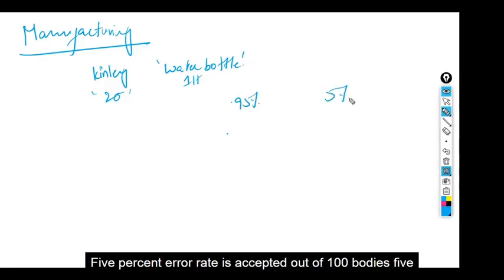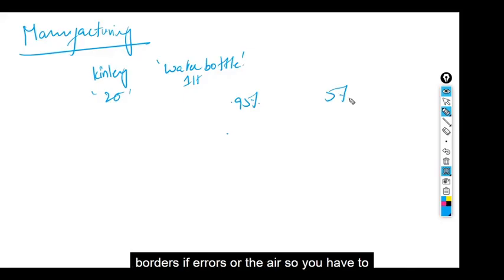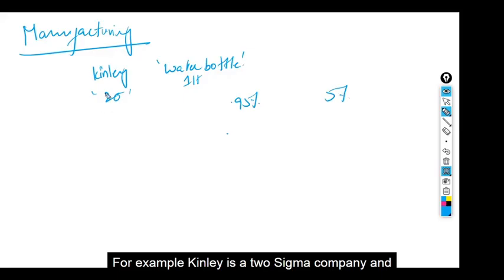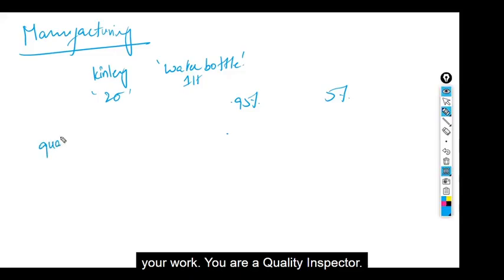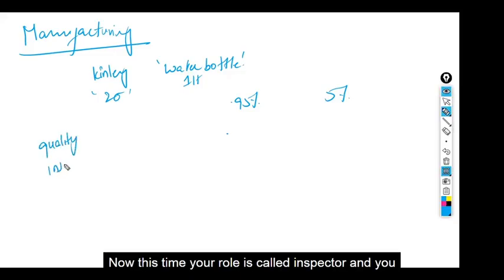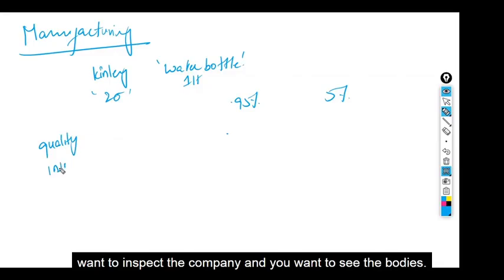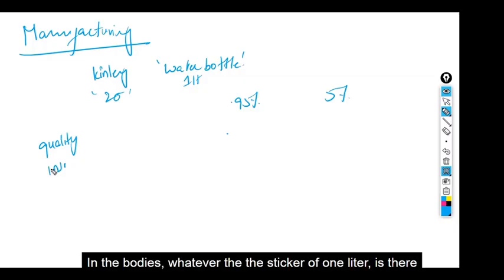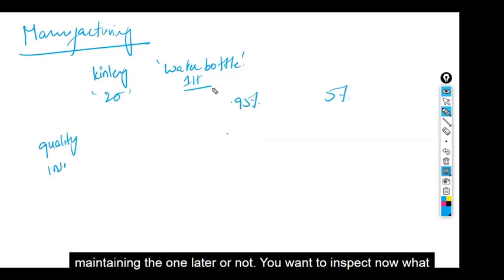A 5% error rate is accepted. Out of 100 bottles, if 5 bottles have errors, you have to leave that. For example, Kinley is a 2 sigma company and you are a quality inspector. Your role is to inspect the company and see the bottles: whatever the sticker of 1 liter says, are they maintaining the 1 liter or not.